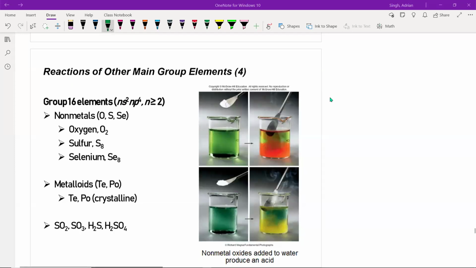All right, so the next group that we have is the group 16 elements, which again would be group 6A, right? So these are going to have 6 valence electrons. The first 3 elements are nonmetals: oxygen, sulfur, and selenium. And these are the forms that they exist in naturally. So oxygen is diatomic, sulfur exists as S8, selenium as Se8 as well.